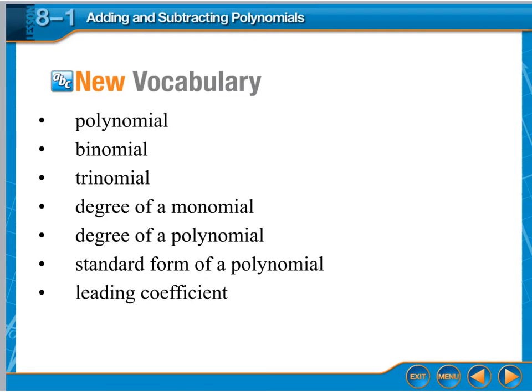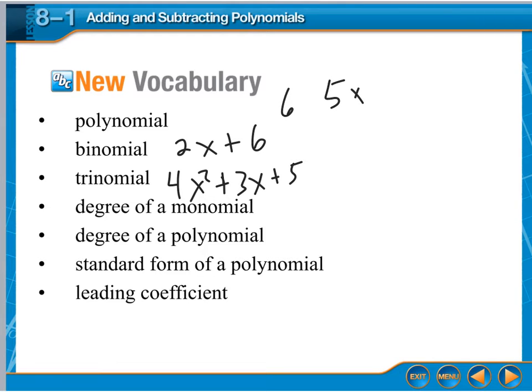But a binomial just means 2 terms. So like 2x plus 6, those are 2 different terms. And we'll explain more about that in a minute here. Or you could have like 4x squared plus 3x plus 5. That would be 3 terms, right? Okay. A monomial would just be like 6 or 5x or something like that. Okay. And all of these could be called polynomials. All right.